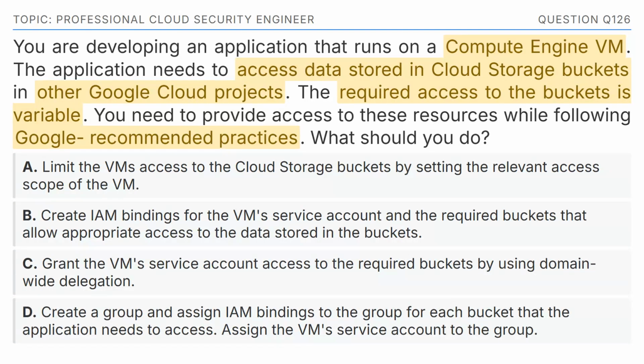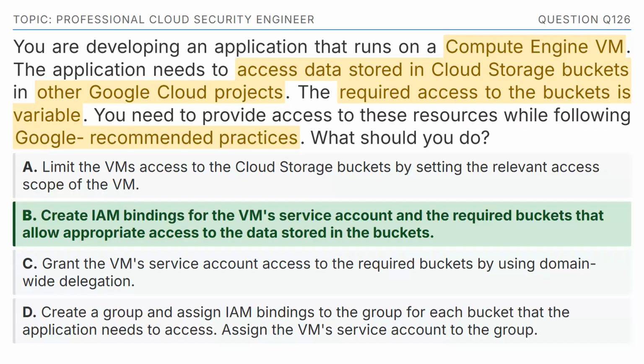To arrive at the correct answer, we focus on the keywords: Compute Engine VM, access data stored in Cloud Storage buckets, other Google Cloud projects, required access to the buckets is variable, Google recommended practices. The correct answer is option B. Create IAM bindings for the VM service account and the required buckets that allow appropriate access to the data stored in the buckets.